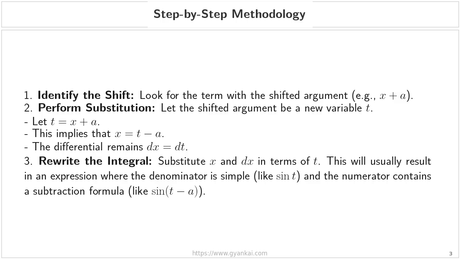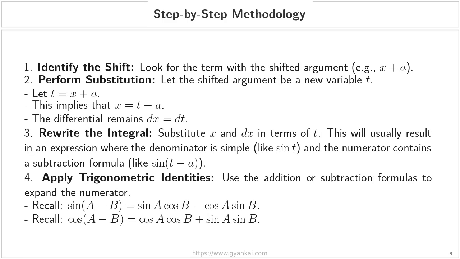We substitute t minus a for x and dt for dx. This substitution is designed to simplify the denominator, often turning it into a simple trigonometric function like sine of t. The numerator will then contain a trigonometric function with the shifted argument, like sine of t minus a.